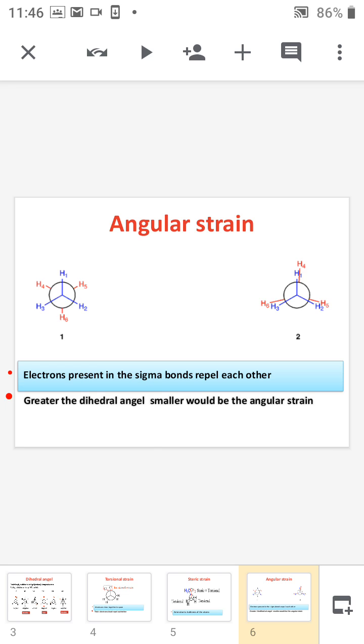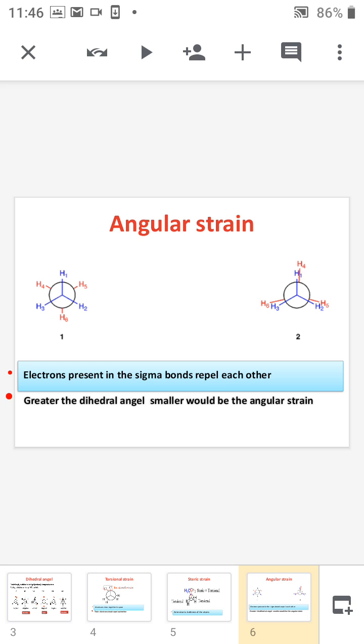Whereas in the case of structure 2, we can see that the electrons present in the sigma bond of the front CH bond are just behind the electrons of the sigma bond of the back side. So the electrons present in the sigma bonds will repel each other. That is why the angular strain is very high in structure 2. Comparing the dihedral angle, in the case of 1 the dihedral angle is 60, whereas in the case of 2 the dihedral angle is only 0. So we can conclude that as the dihedral angle increases, the angular strain decreases.